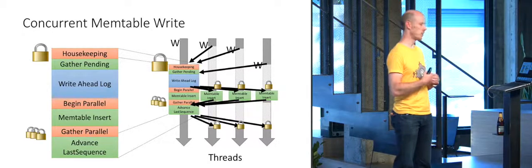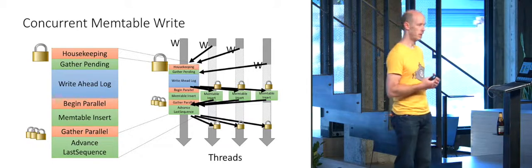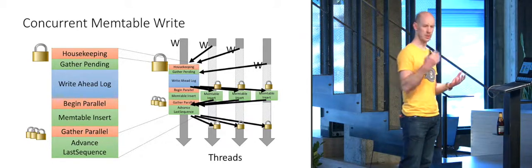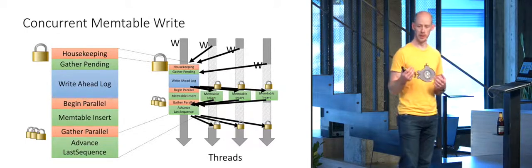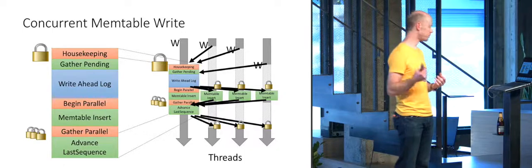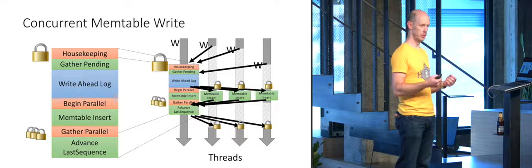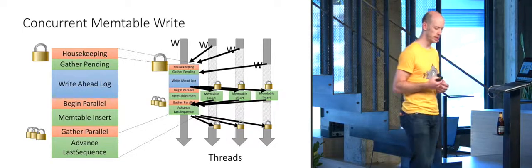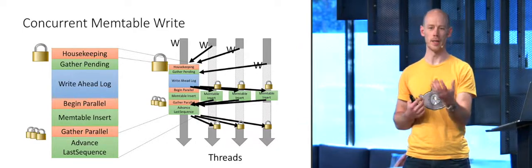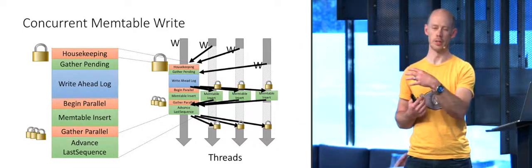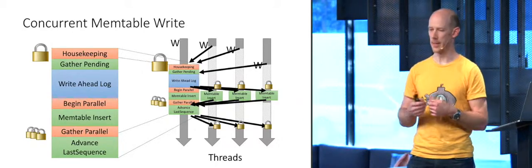Then we begin the parallel work. So we basically assign all the threads their sequence numbers and tell them to go. And then everybody gets to do their own little piece of work on the memtable. But because we want to preserve linearizability, we can't actually tell everybody that they're done until after we've advanced the sequence number. The last step here is essentially the in-memory commit of all the writes. So when you're searching through the memtable, if you find something that has a sequence number that's larger than the sequence number of your snapshot, then you just ignore it. And this is the way that we can make things be visible atomically.